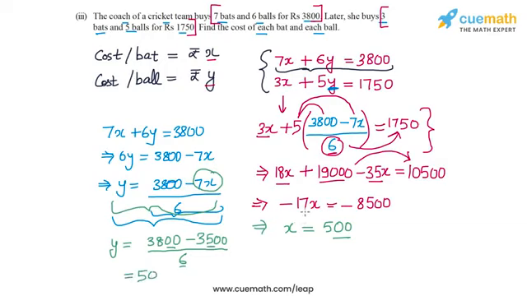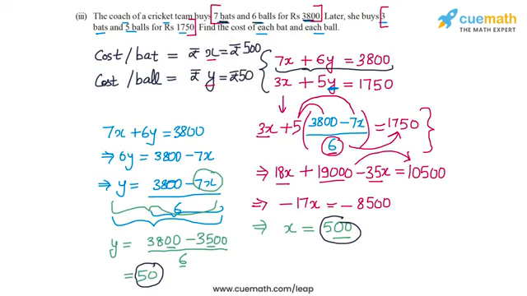So we have managed to solve the pair of linear equations. We get x equal to 500, we get y equal to 50. So the cost per bat is rupees 500 and the cost per ball is rupees 50. And now we can verify whether our values are correct. 7 bats and 6 balls should cost 3,800.